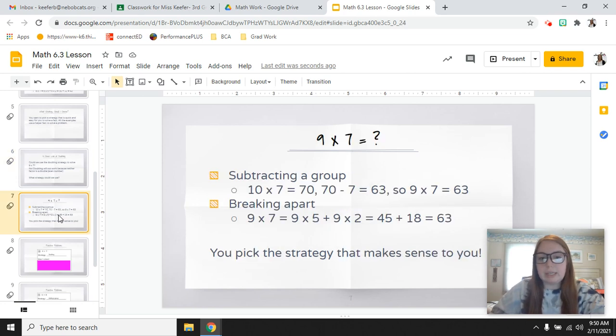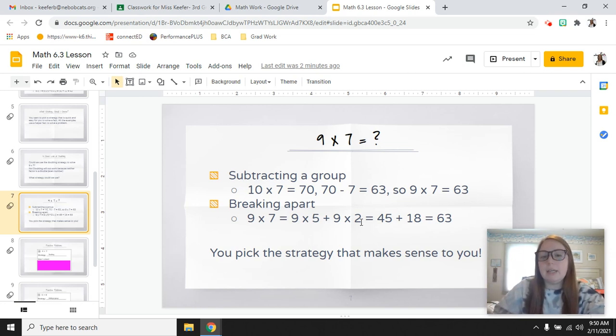All right, let's look at some examples. So we could do subtracting a group. If I have 9 times 7, I could say, oh, well, my helper fact that's close to it is 10 times 7, which I know is 70. And then I would do 70 minus 7, taking away a group of 7, would be 63. So 9 times 7 is 63. That was a pretty quick one for me because I know 10 times 7 like that.